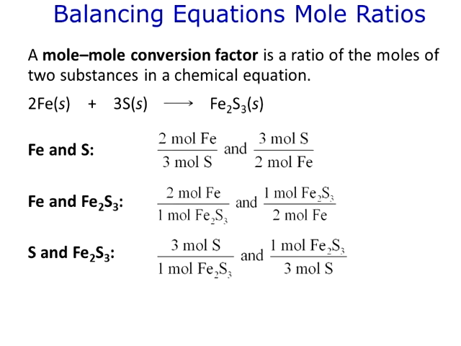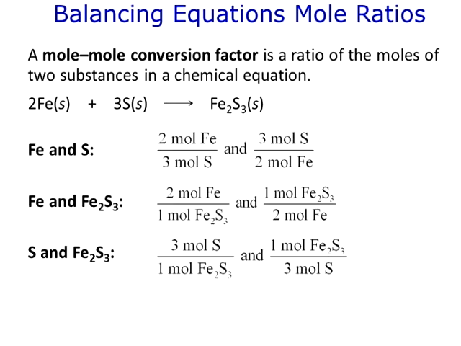So we can examine these ratios. The ratio of iron and sulfur is 2 mole of iron for every 3 mole of sulfur, but you can invert that to be 3 mole sulfur to 2 mole iron. The ratio of iron to iron sulfide is 2 irons per every 1 mole of iron 3 sulfide, and you can invert that molar ratio as well. And then there's the ratio of sulfur to iron 3 sulfide, 3 to 1 or 1 to 3. Keep in mind, you will know which ratio to use based upon the given and what you're looking for.